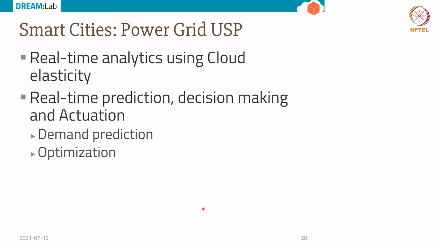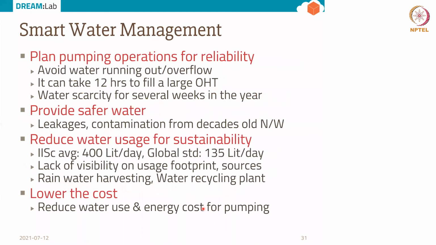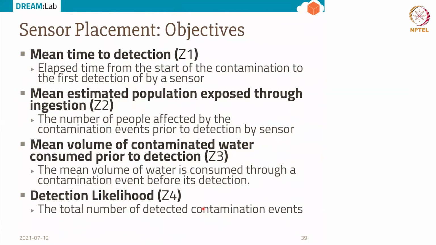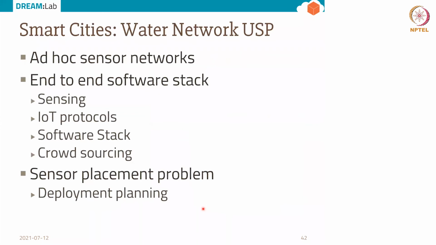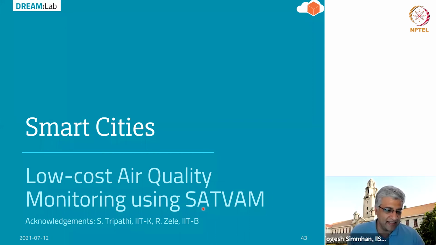So in the interest of time, it looks like I'm at about 60% of what I wanted to cover. I'm going to skip the next case study because there's some similarity between it and what we just talked about, and move on to the third case study. I'll share the slides with you offline, so you can always take a look at it. But let me talk about low-cost air quality monitoring using Satvam, because this has much more complementary ideas compared to what we just talked about from smart power grids at Los Angeles, right?